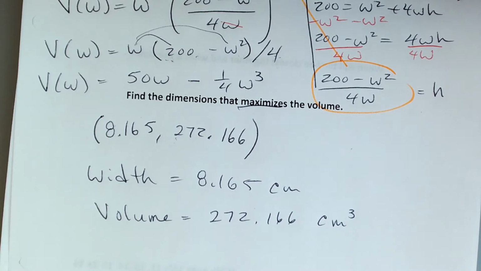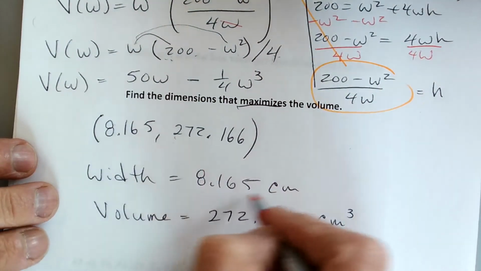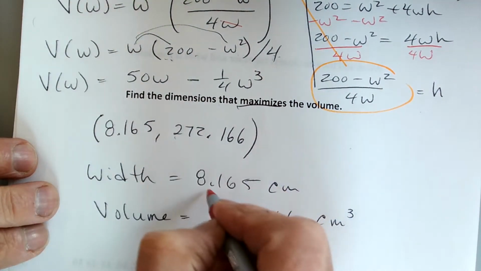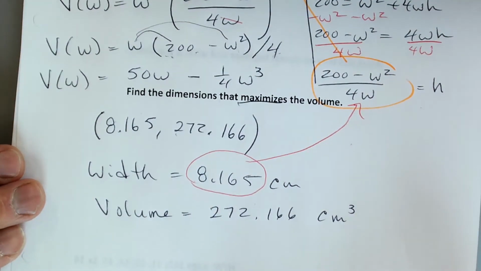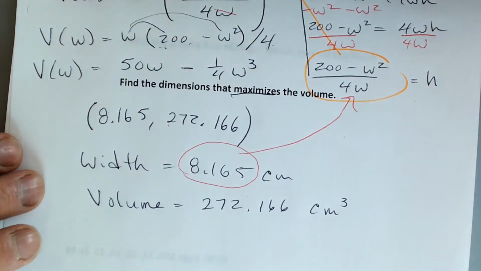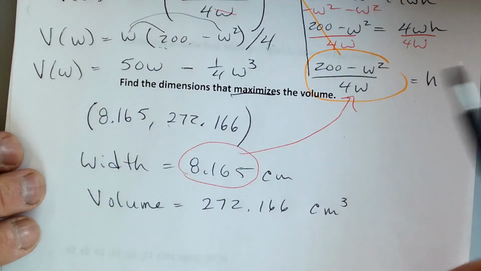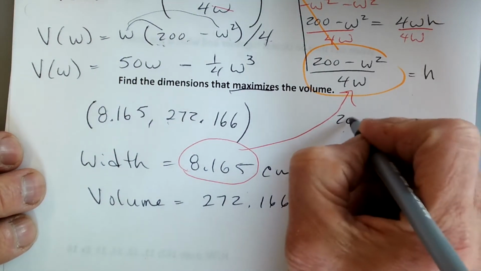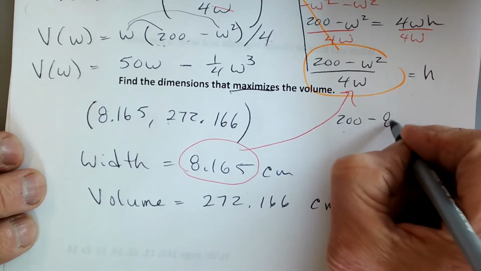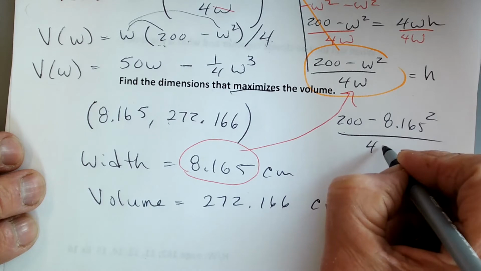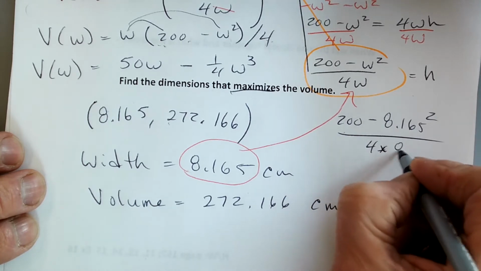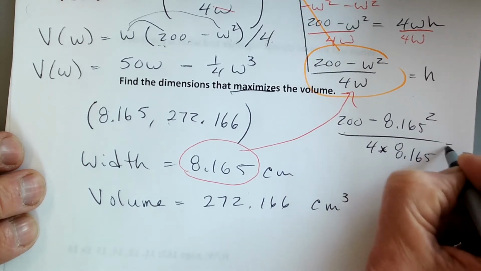Now let's build a box. So to build a box, we also have to know the height, right? Finding the height's easy because I have a little formula for the height, right? So if I take this answer and put it right over here, I'll get the height, right? Because I know the width, that'll give me the height, so let's build a box. So my height is going to be 200 minus 8.165 squared over 4 times 8.165, my height.